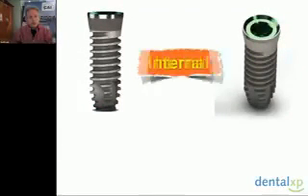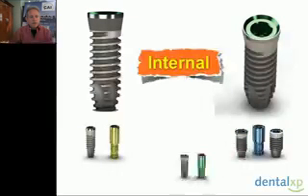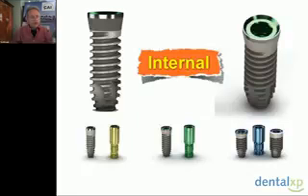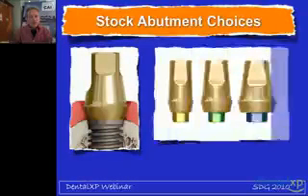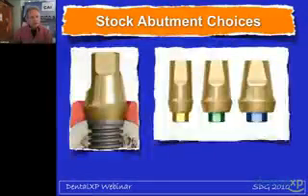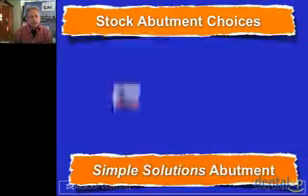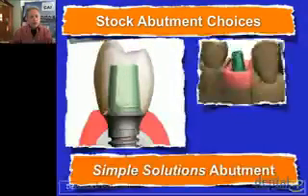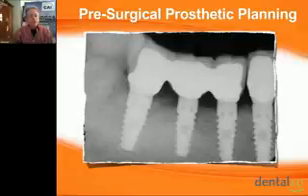And so regardless of which implant, you're going to have an internal hex type connection, of course, with all systems, different diameters and different sizes, as we've discussed. But also the different stock abutment choices become very important to be able to allow us the prosthetic flexibilities that we need to be able to achieve the success. And so having this simple solutions abutment or the 3-in-1 abutment gives us tremendous flexibility.